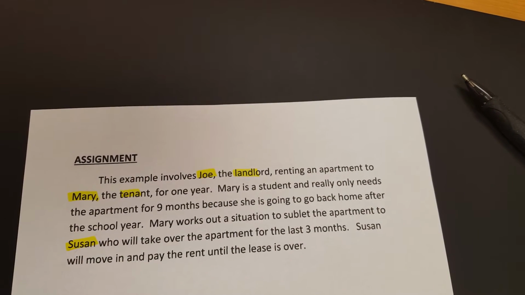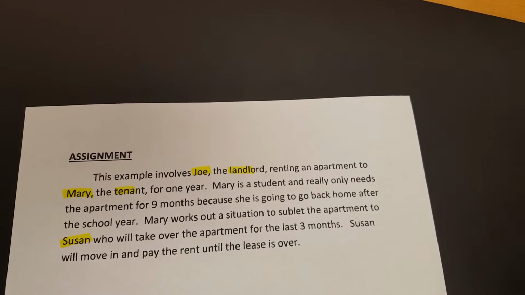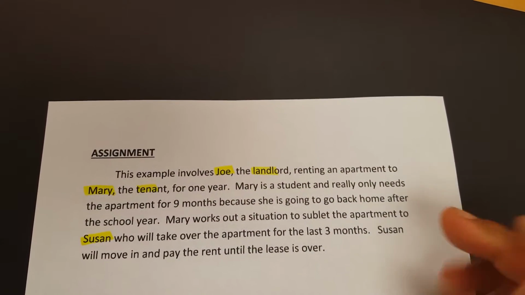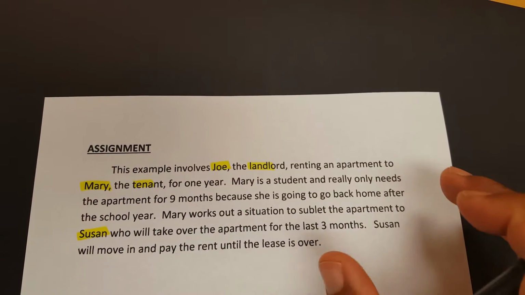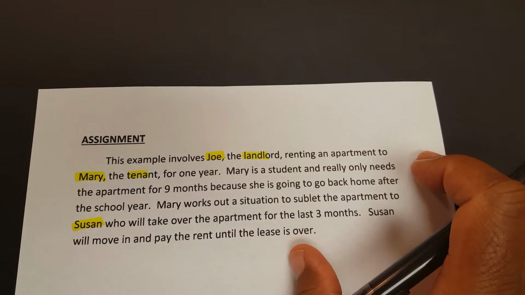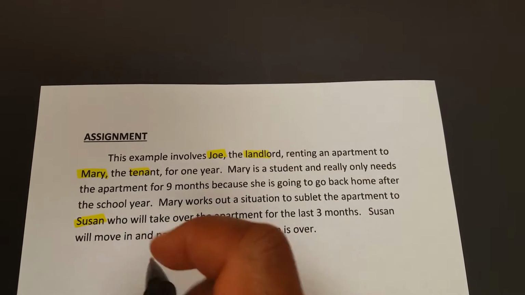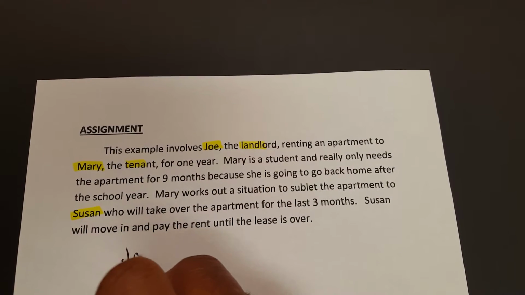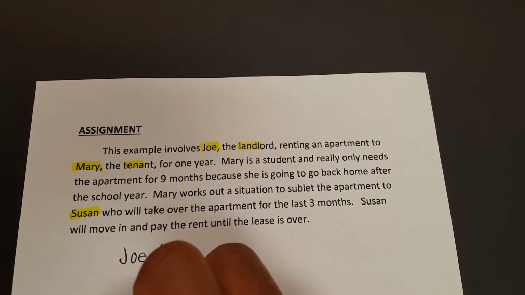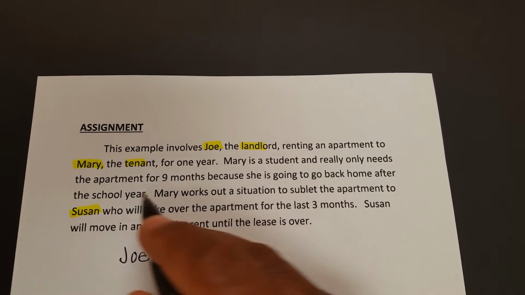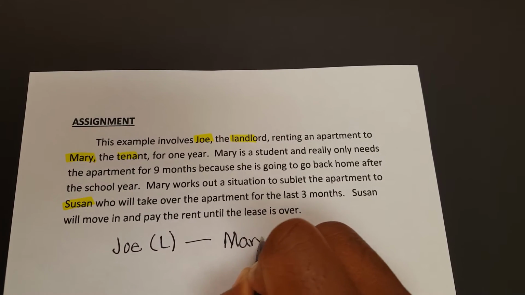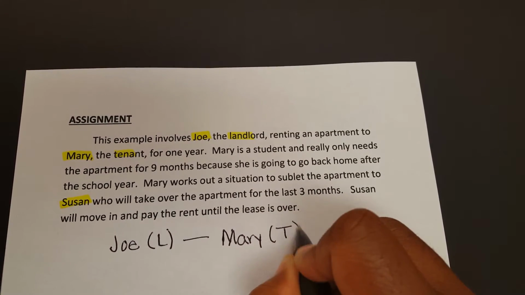Once you identify the players, the next step is to identify who's in privity of contract. So who has the direct contractual relationship. Here, Joe is the landlord, and he is in contract with Mary, who is the tenant.